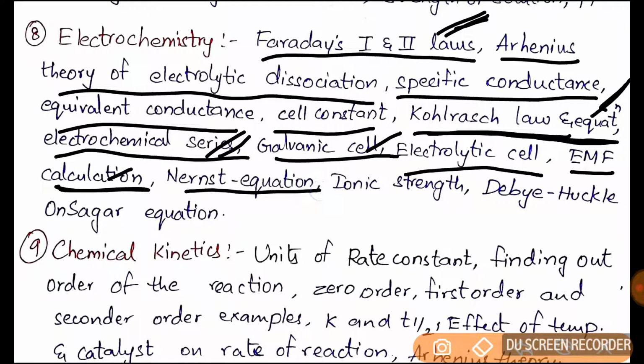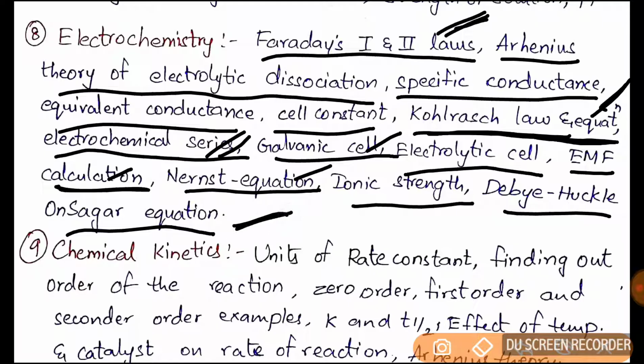And also the Nernst equation, this is also important. Ionic strength, the Debye-Hückel-Onsager equation. In this, they'll ask the equation directly or in the form of graphs. So if you're good with equations, you can do graphs easily.